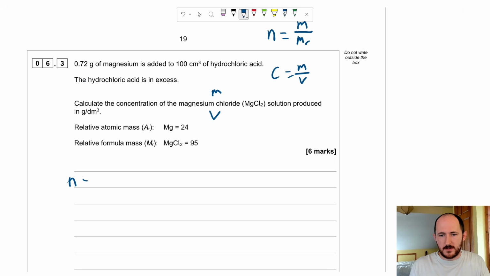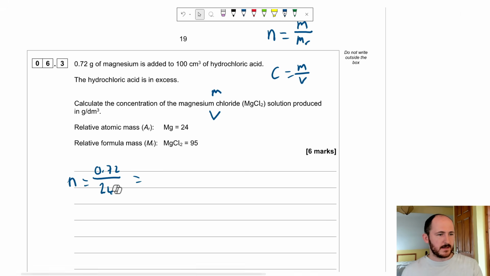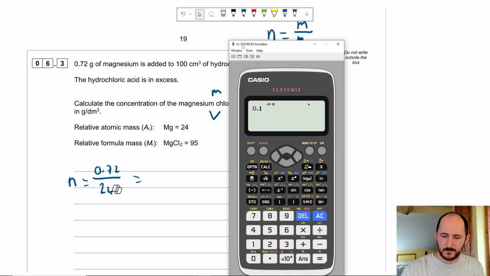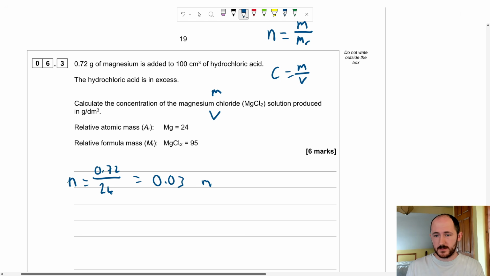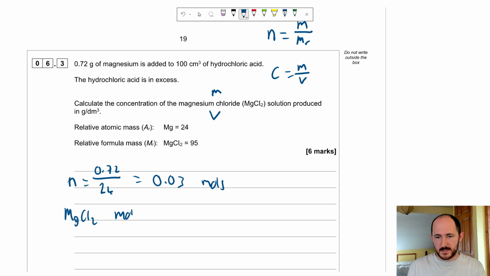Remember, the number of moles is equal to the mass, which is 0.72 grams, divided by the formula mass or atomic mass, which in this case is 24. So let's do that quickly. This has already given me some marks. In fact, 2 marks for getting the correct number of moles. Which means, again, for MgCl2, the moles is also equal to 0.03.